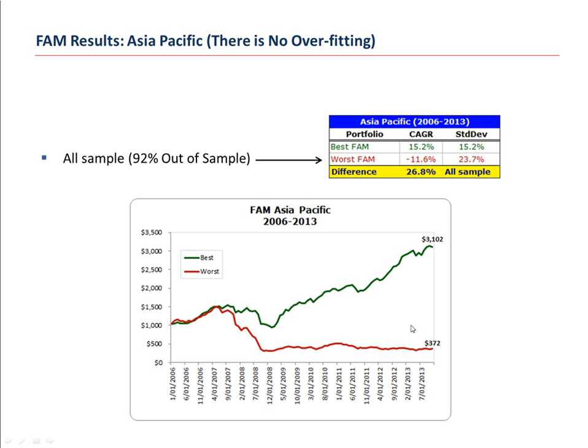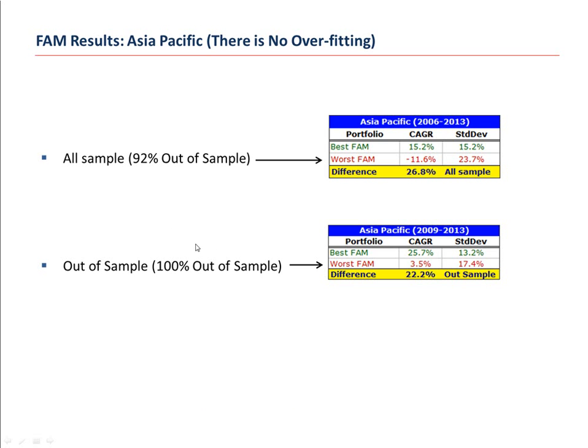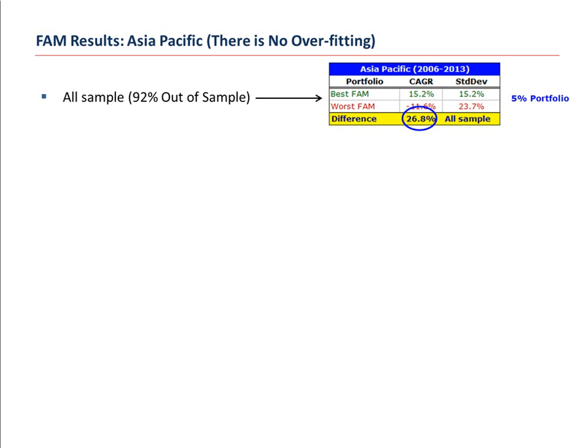A fair question is to say, well, how much of that is due to your in-sample? Turns out not very much at all. If you take just the out-of-sample, so years 2009 through 2013, you can see the difference between the best and the worst rated companies is 22.2%. Very similar to our all sample. But maybe I'm choosing samples that just look good for FAM and Asia Pacific. Is this really the whole story?